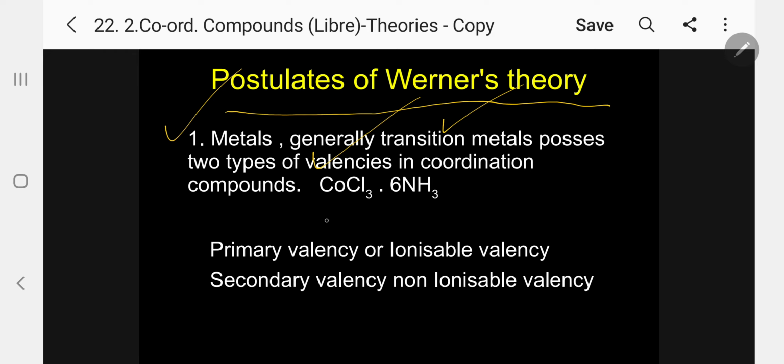Werner took an example of cobalt trichloride .6 NH3. This is the complex example he took at that time. So, according to him, there are two types of valency. They are primary valency or ionizable valency, and secondary valency or non-ionizable valency. Kindly follow. This is the first postulate.